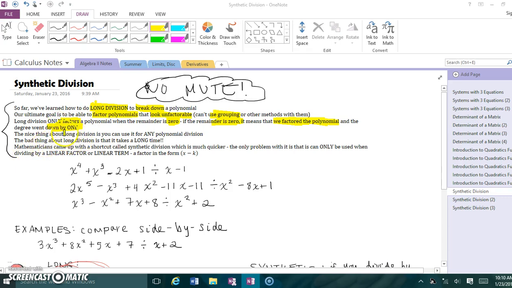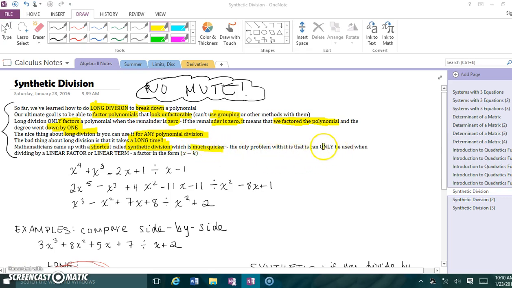Now, the one nice thing about long division is that you can use it for any polynomial division. It doesn't matter what they are or what the degree is. Obviously, the bad thing is it takes a very long time. It's a little bit tedious. There's also a lot of room for error, especially with all the negatives and the subtracting. So mathematicians came up with a nice shortcut, and it's called synthetic division. I'm not sure why they chose the word synthetic, but there must have been a reason. Anyway, it is much quicker.